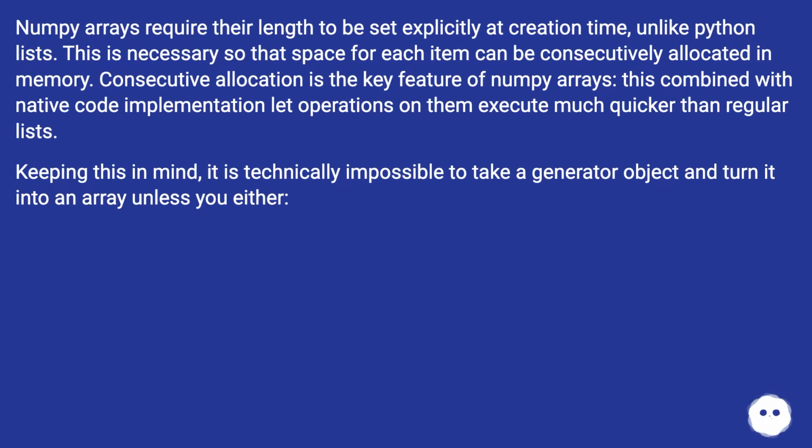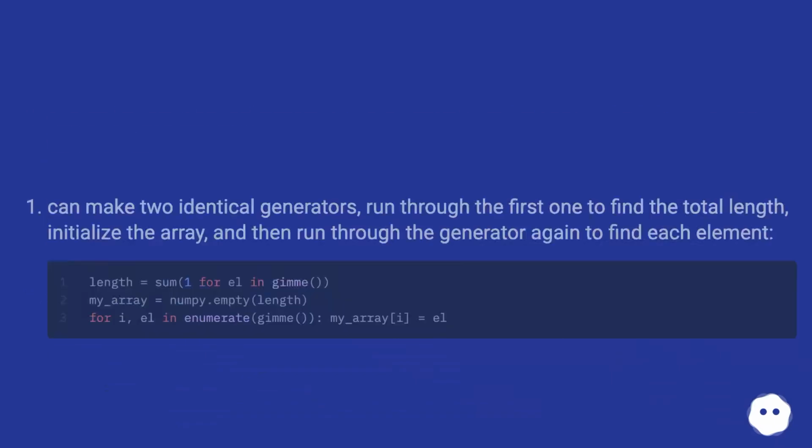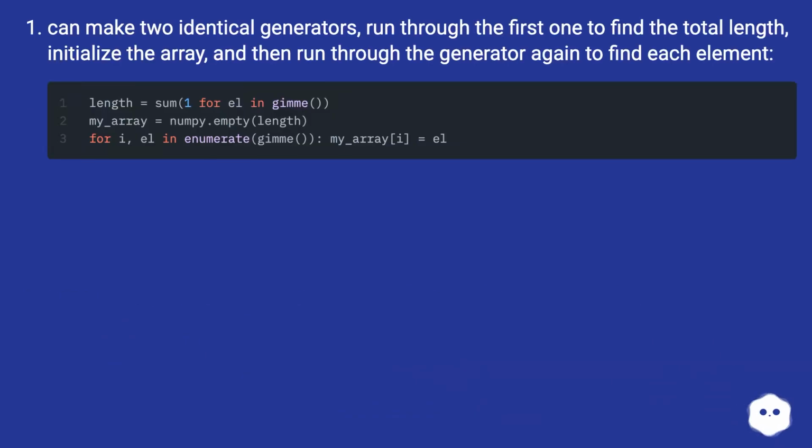Keeping this in mind, it is technically impossible to take a generator object and turn it into an array unless you either can predict how many elements it will yield when run, are willing to store its elements in an intermediate list, or can make two identical generators, run through the first one to find the total length, initialize the array, and then run through the generator again to find each element.